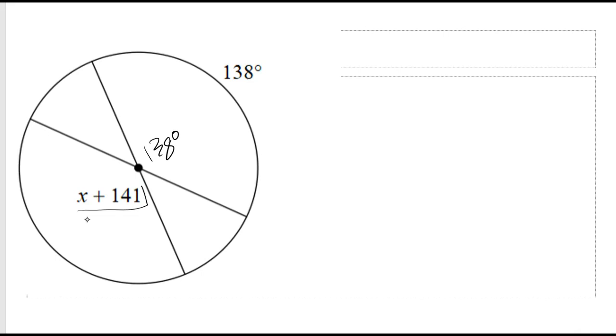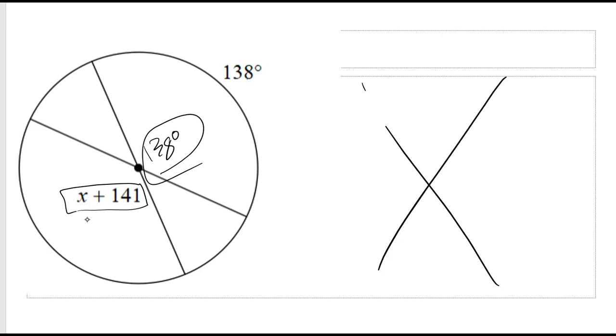If this is x plus 141, these two have to be the same. And the reason they have to be the same is what's called vertical angles. If you get an intersection like this, this is congruent to this, and these are congruent to that. That's how vertical angles work. We talked about that in Unit 6, so you should remember that.